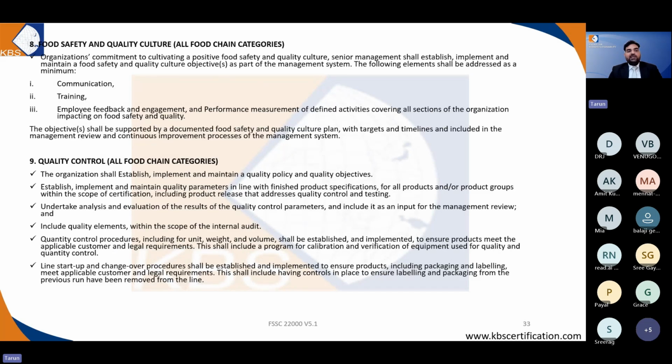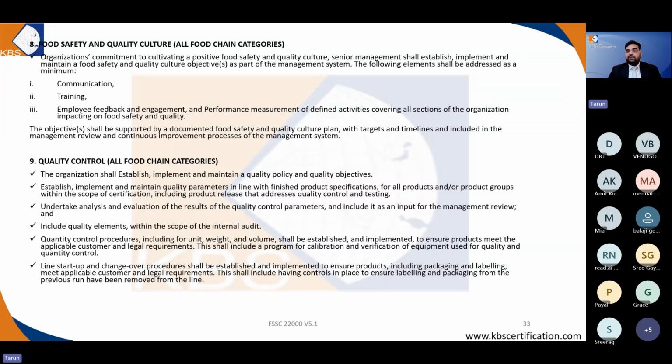Food safety and quality culture. In terms of the ISO standard, we are discussing food safety, but here they are asking about food safety culture. Culture means in the daily routine work, everybody should be communicated about food safety. It is an elaborated version of awareness from clause 7.3 of ISO 22000. So food safety and quality culture is more about the culture in the organization. That means there must be photographs, posters, videos, sessions, or regular meetings related to food safety culture.